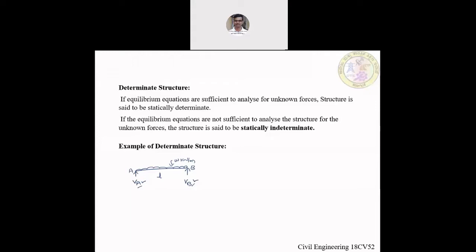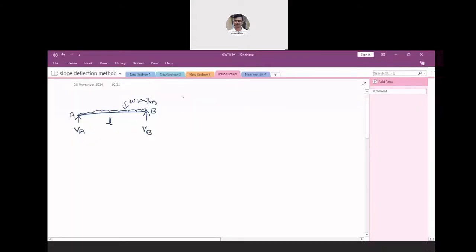We have a simply supported beam which is subjected to a uniformly distributed load of W kN per meter. And we have two reactions at A and B. Now we have to calculate these unknown values of VA and VB with the help of available equations of equilibrium.